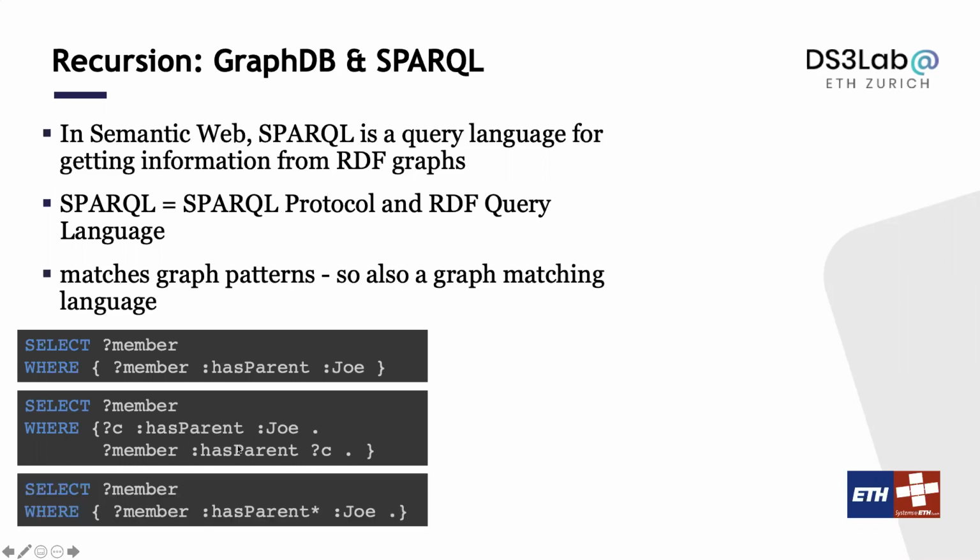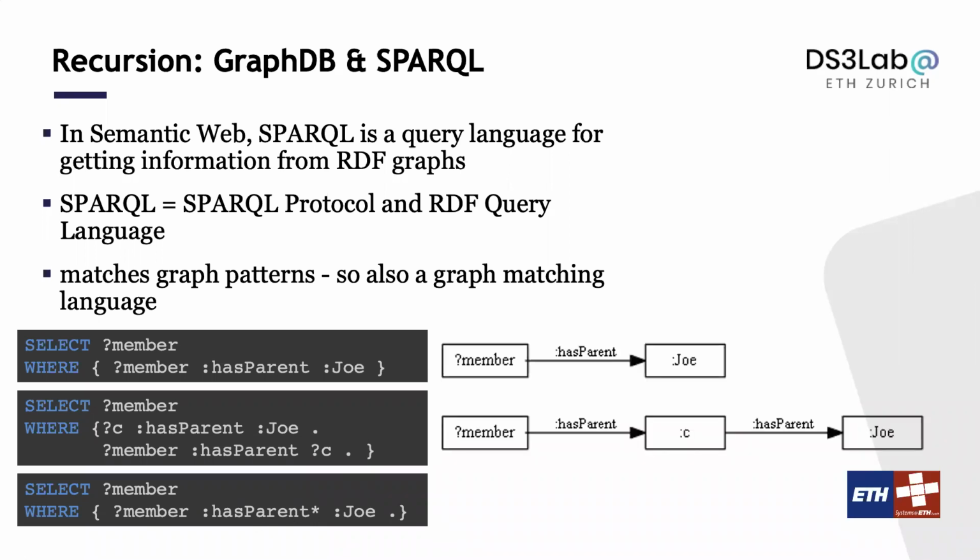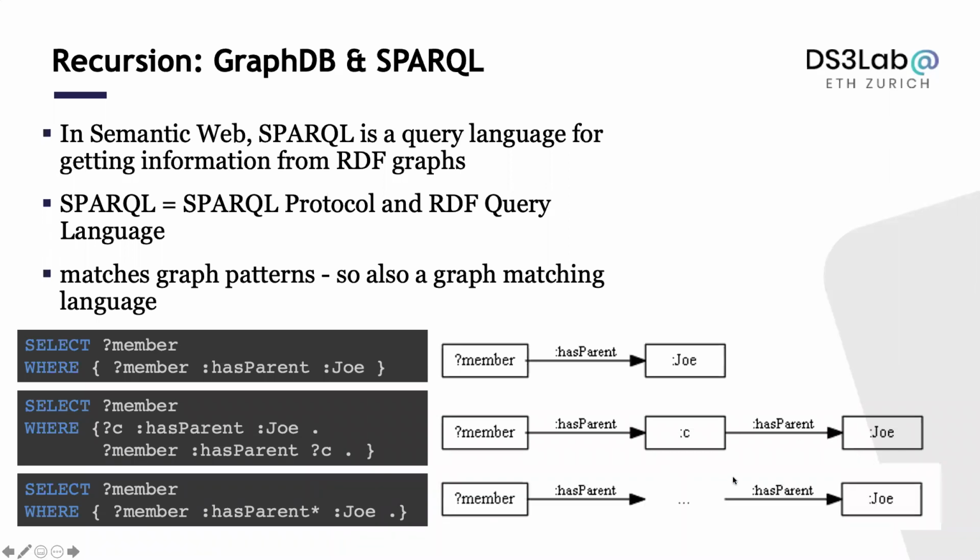If I want to find all the ancestors, you actually have a special syntax called star, saying that I want to find essentially all the possible paths between member and Joe connected by the has parent relation. If you think about the pattern, the first two queries are going to have a pattern that looks like this, and the third query is going to have a pattern that looks like this.